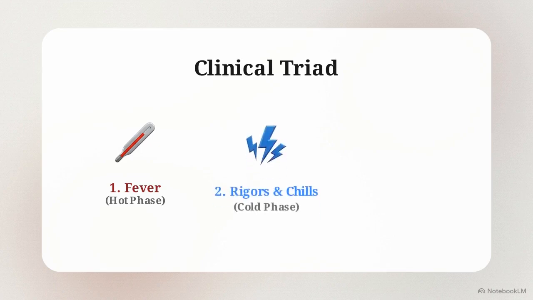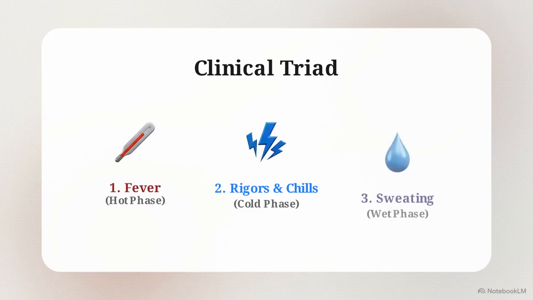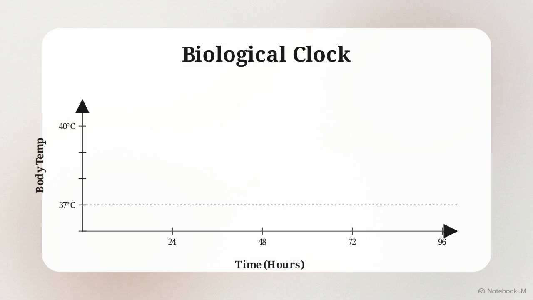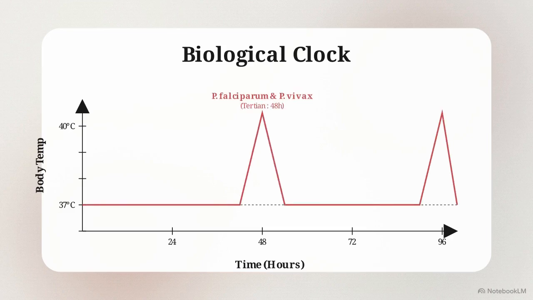This sudden cytokine storm directly drives the patient's classic clinical triad, the abrupt onset of intermittent fever, severe rigors and chills, followed by a phase of profuse sweating as the fever breaks. Because the mechanical rupture of the red blood cells happens on a strict biological clock, the patient's fever spikes are highly predictable. Plasmodium falciparum and vivax rupture every 48 hours, causing tertian fever, while Plasmodium malariae takes 72 hours, resulting in quartan fever.